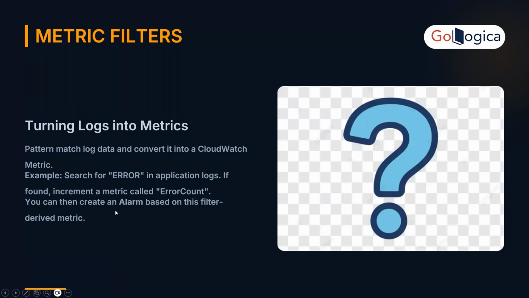So you can then create an alarm based on a filter, a derived metric. Now you see, we can create these custom metrics from these logs. So if the error count goes over, say, 5, then raise an alarm. What it is doing is reading the log, analyzing the log, and extracting the count of that particular word.